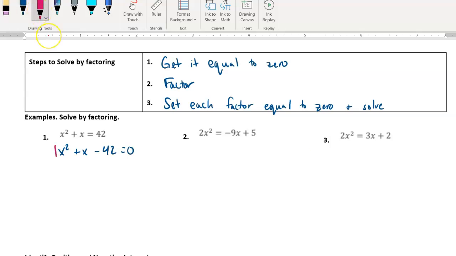Now remember from yesterday in the previous video, we learned if the a value is 1, these are the easiest to factor. All we're looking for is what two numbers multiply together to be negative 42 that add together to be 1, because that's our middle term there, 1x. And so that would be negative 6 and 7. Let's try that.